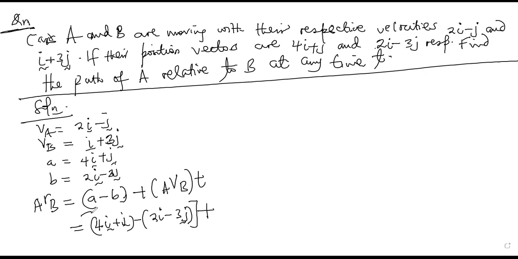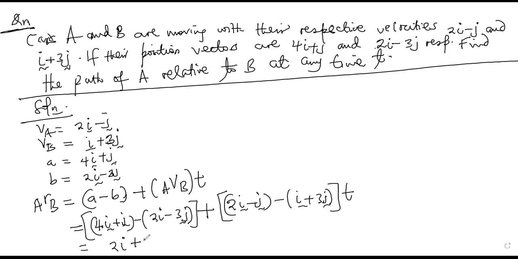then plus, of course, one can use this in vector form rather than in column form. So to get AVB, of course, here you have velocity of A minus velocity of B. So we shall have velocity of A, which is 2i minus j, then minus velocity of B, which is i plus 3j, then times time t. So this is the same as 4 minus 2, that is 2i, then 1 minus negative 3, that is plus 4j. So we are having that, then plus, of course, this is 2 minus 1, so we have i, negative 1 minus 3, that is minus 4j, times t.